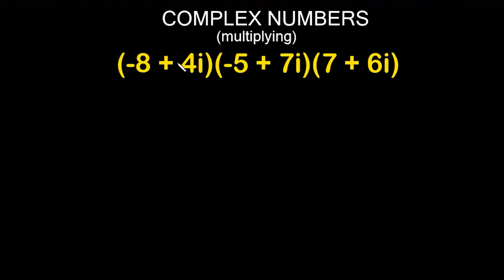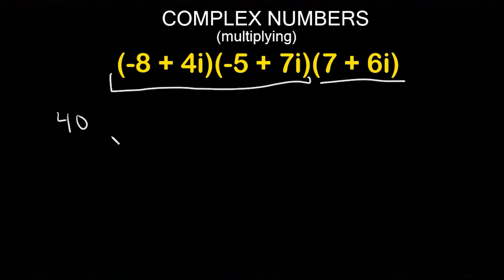So here's our last example, a little more challenging because we have 3 binomials that we're multiplying. So again, we're going to do FOIL and then we'll go from there. So you can multiply in any order. I'll multiply my first 2 binomials by using FOIL, and then I'll take care of this binomial at the end. So doing first, I have to do -8 times a -5. That gives me positive 40. Okay. Doing outside, I get -56i. Doing inside, I get -20i. And then doing last, I get positive 28i squared.